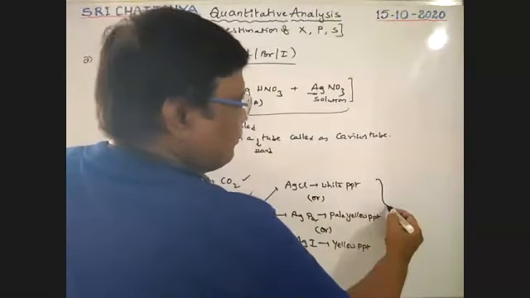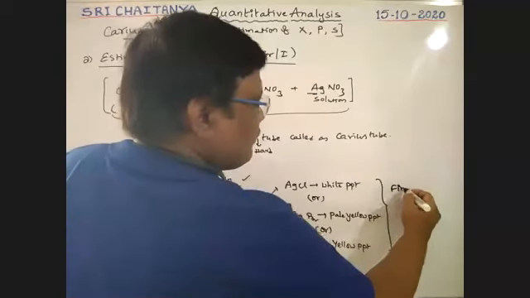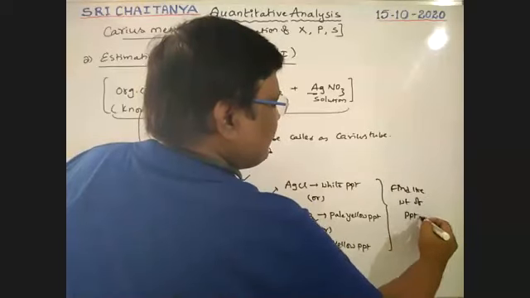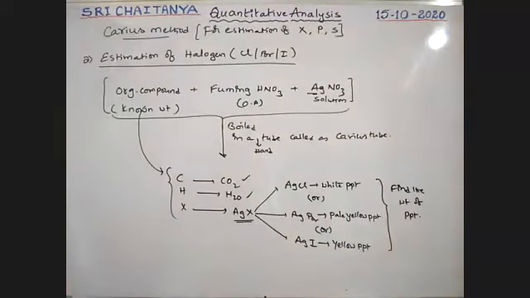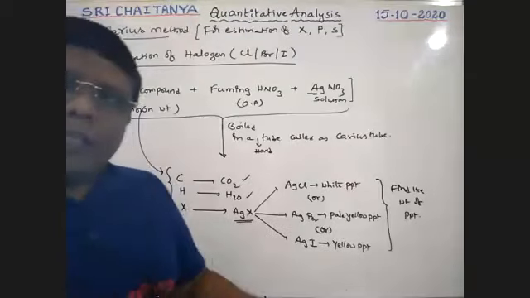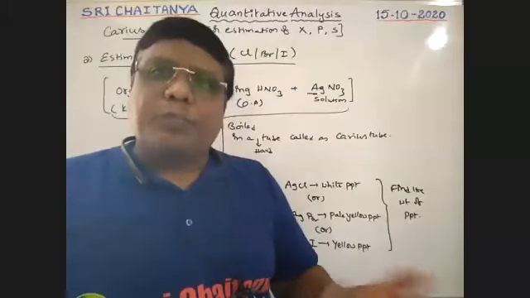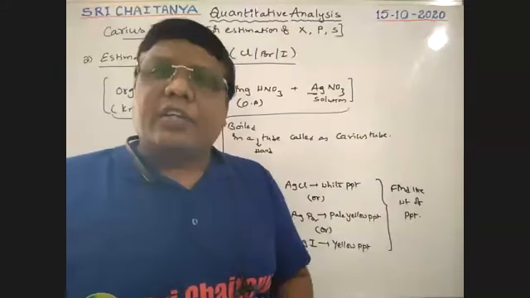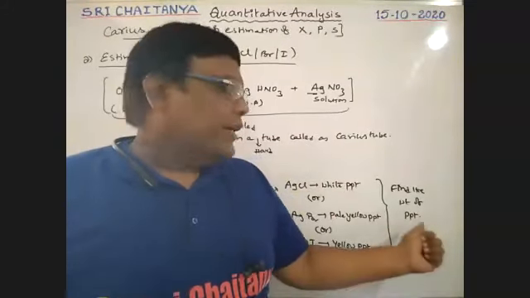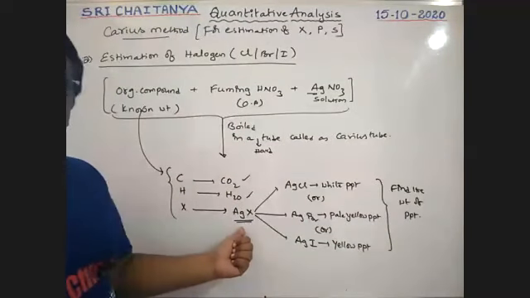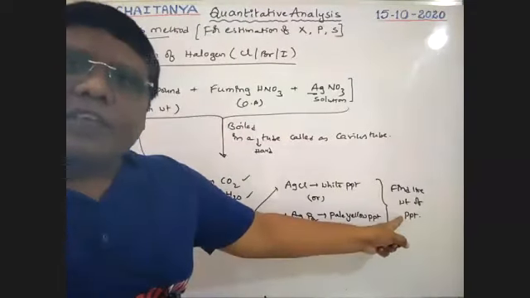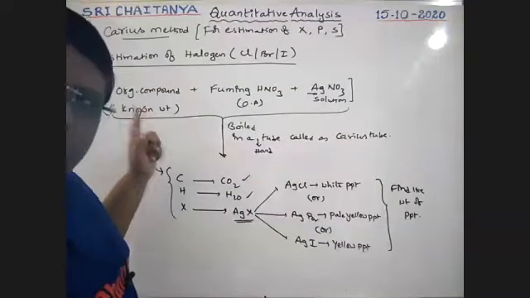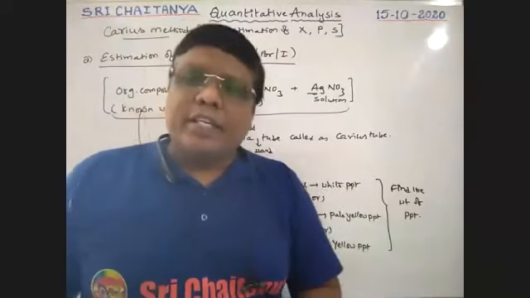Find the weight of the precipitate. Separate that precipitate, wash it out, and purify it. After purification, find out the weight of the precipitate. That's why finally we have the weight of AgX. Next, how much weight of organic compound are we actually taking? This we know.